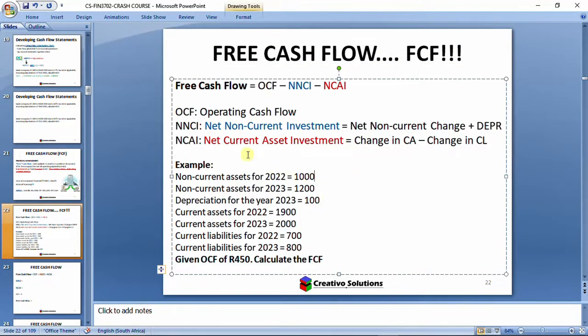You've got non-current assets last year, 2022, 1,000. You've got non-current assets for this year, 2023. You've got the depreciation for this year. You've got the current assets last year and this year, and you've got the current liabilities for last year and for this year. Don't forget that all of these have a separate working that needs to be calculated. I should have added all the color in. Okay, there we go. And then we can work it out.